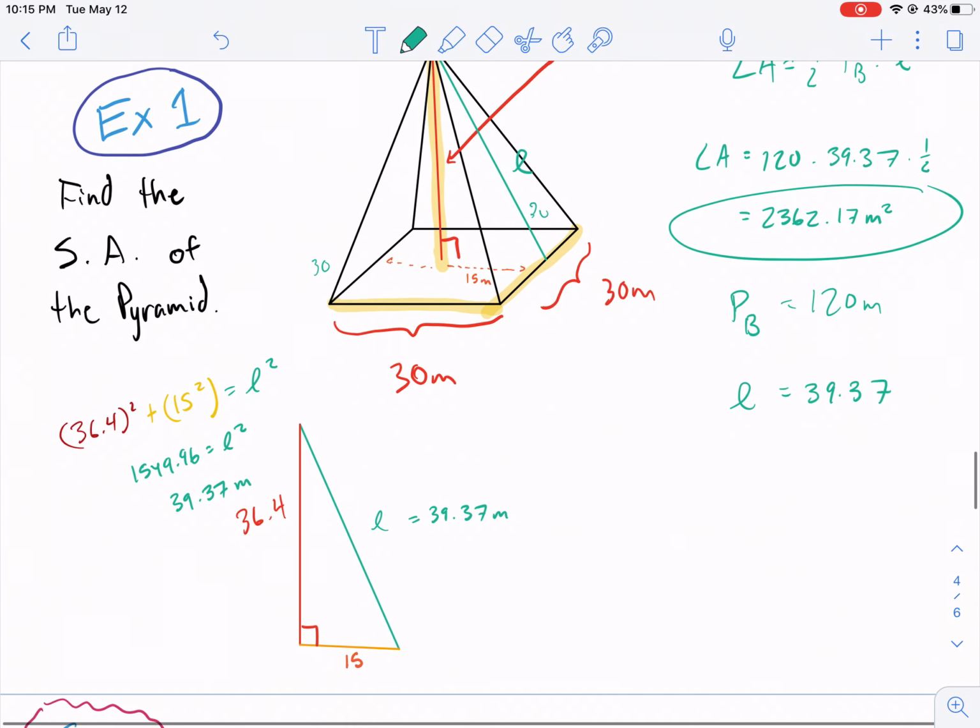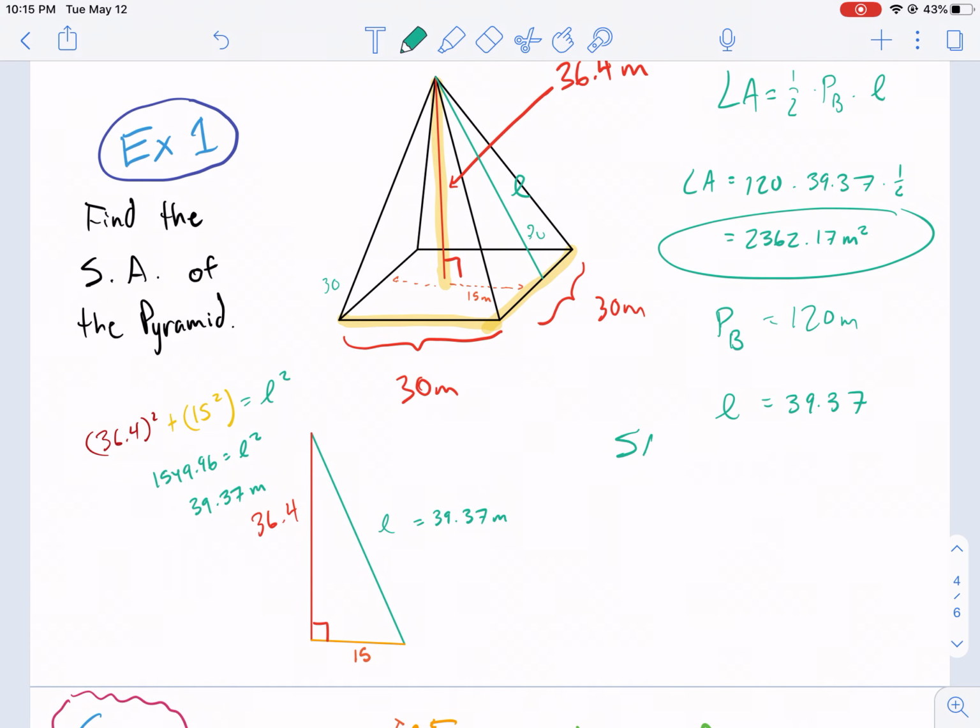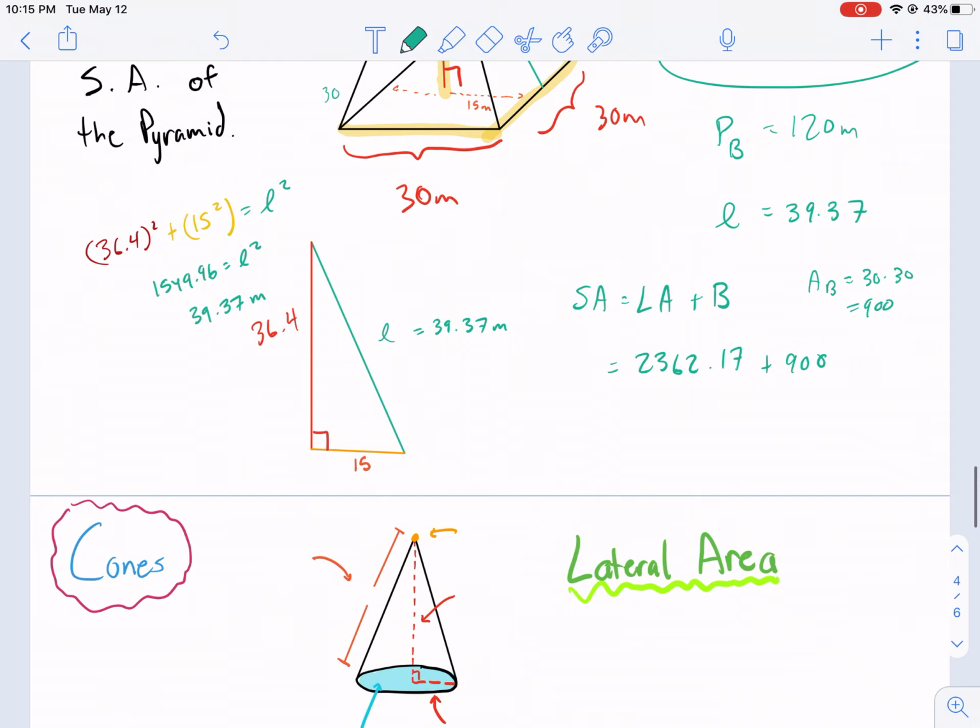If we're trying to find the surface area, it's just one more quick step. The lateral area is the tough part. So surface area equals the lateral area plus the area of the base. We just need to do 2,362.17 plus the area of the base. The area of the base equals 30 times 30, 900. So we're just going to add 900 to our answer that's already on our calculator, and we get 3,262.17 meters squared. There we go. There's our answer.